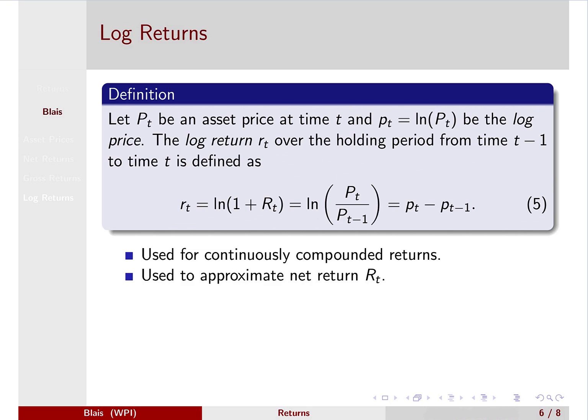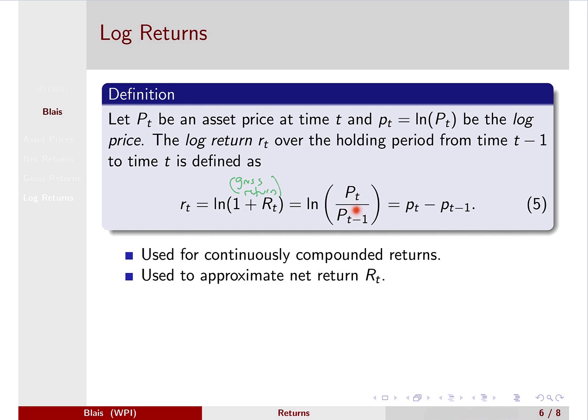The next type of return that we will look at is the log return. Our definition of the log return is, again, given capital P_t as the asset price at time t, and little p_t, which is the natural log of capital P_t, as the log price. The log return, and we use small r sub t, over the same holding period, time t minus 1 to time t, is defined in the following way. You take the natural log of the gross return. And we see another way to write it here, natural log of the gross return from the definition of gross return.